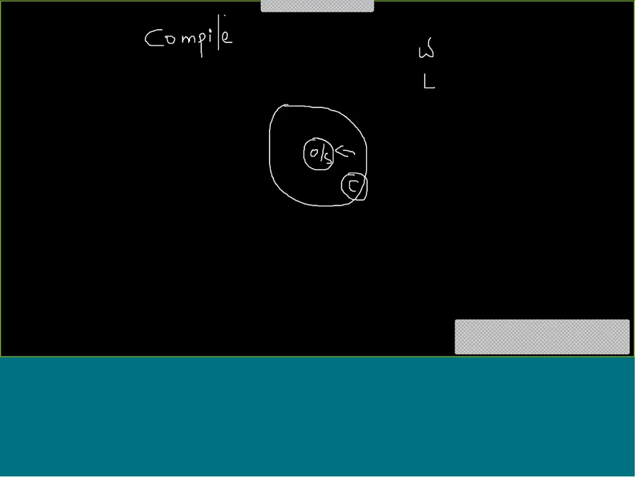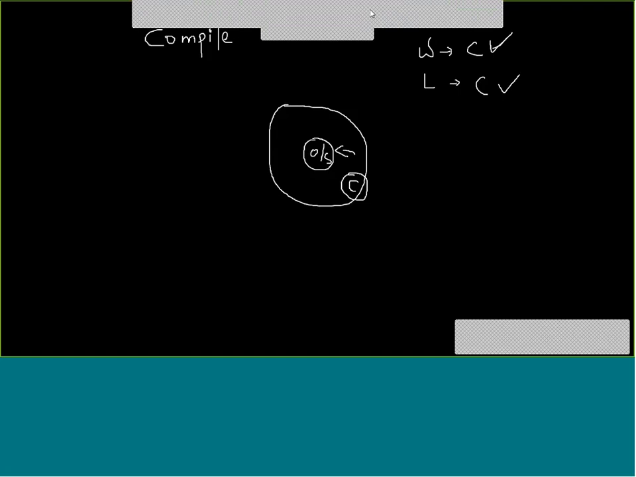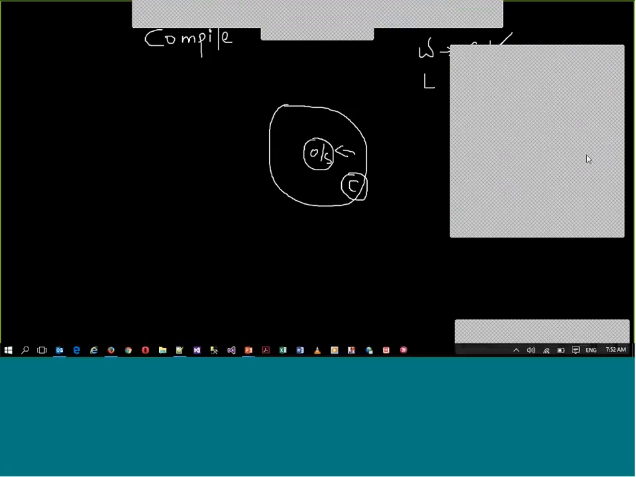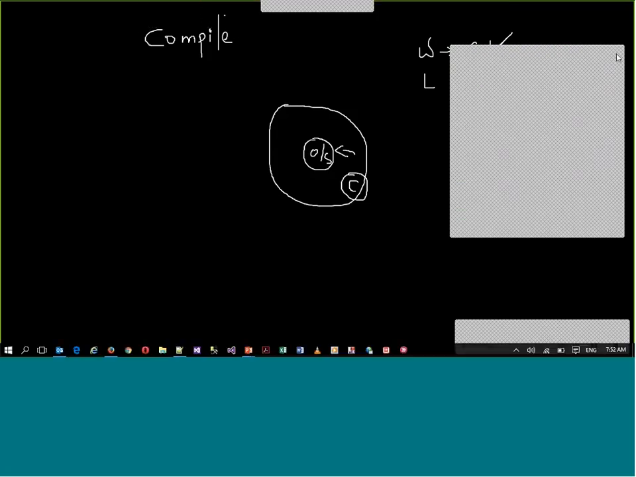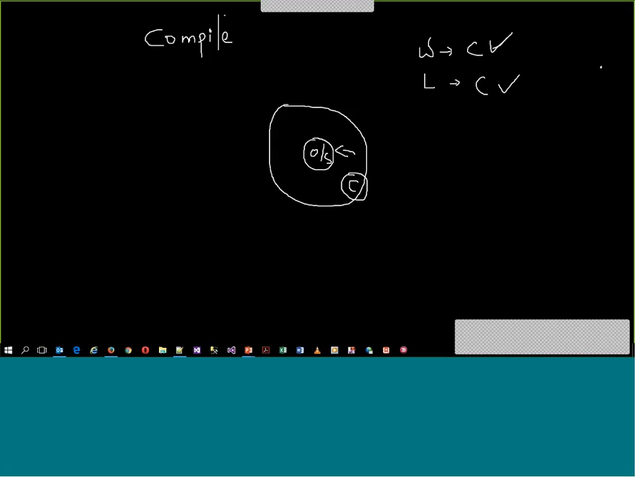Which means Windows has a C compiler internally. Linux has a C compiler internally. So the working model of these two may be different, but yes, they actually have a compiler for each of them, right? Now when we are talking about this, you can understand here.